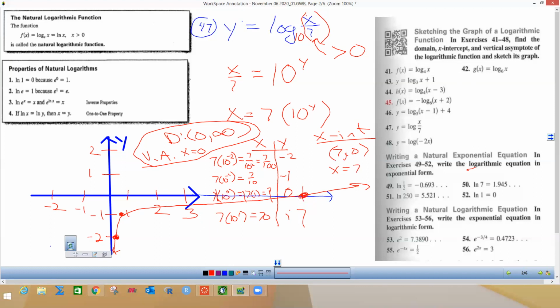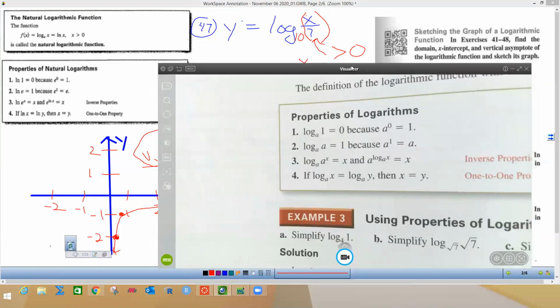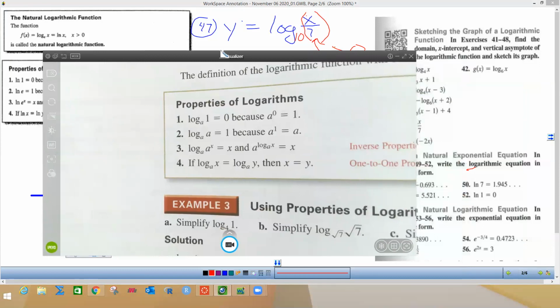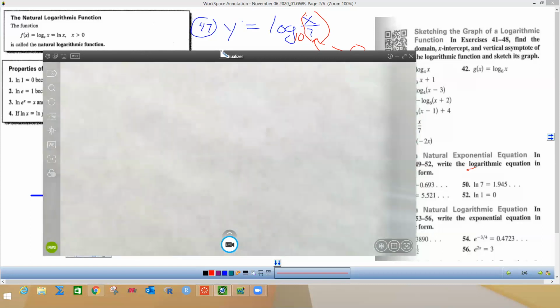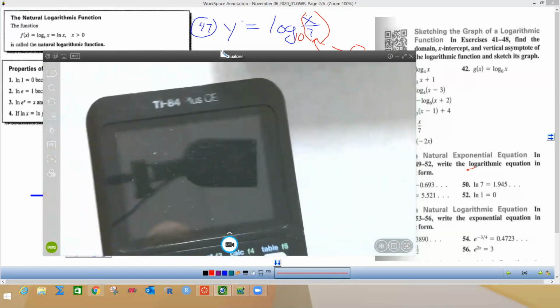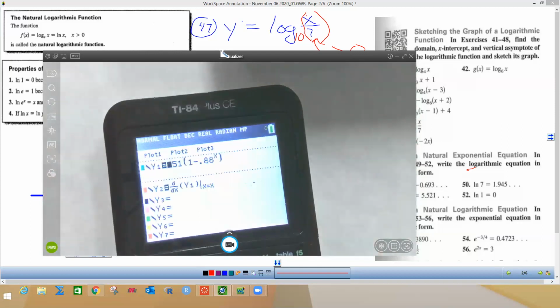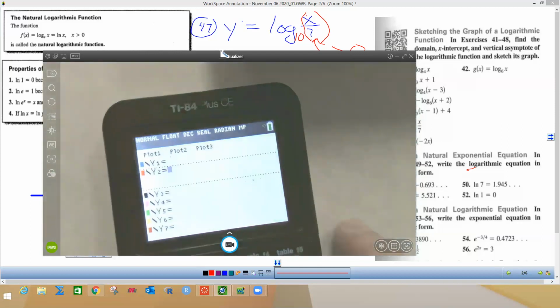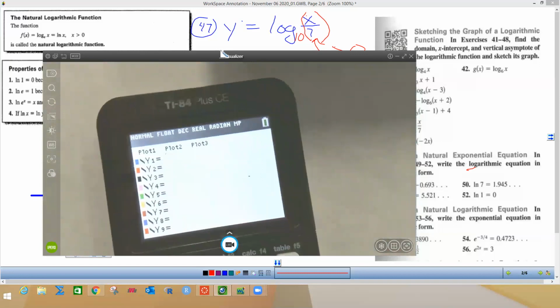Now we can do this on a calculator. So I'm going to bring this over here, and I'm going to type it in just like it is above. We're going to go to y sub 1 on our calculator, and I'm going to clear these out. So I'm going to type in log.